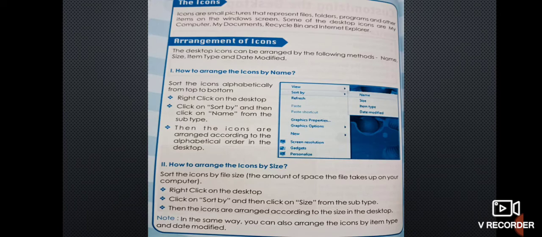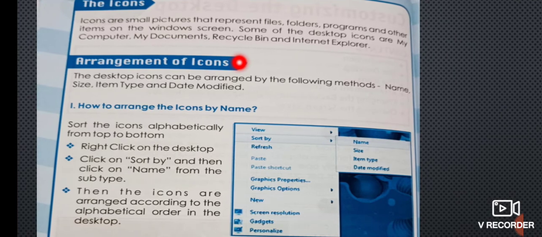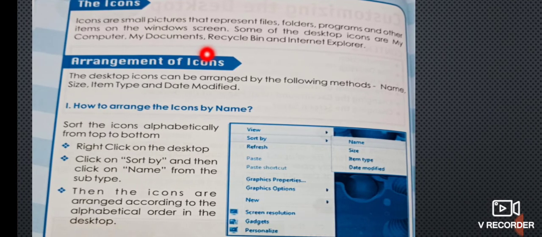You can give some examples of icons, such as My Computer, My Documents, and Recycle Bin. That dustbin symbol is called the Recycle Bin, where all the deleted files will be stored. That is also one kind of example of an icon. Then Internet Explorer, Google, games, all these small pictures represent icons.